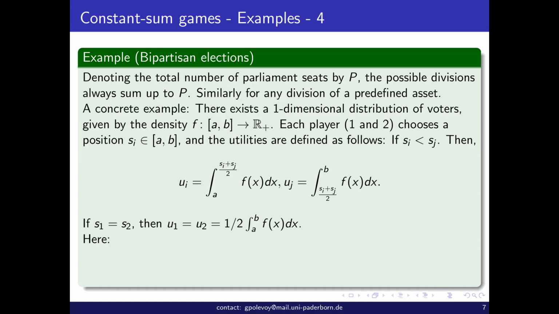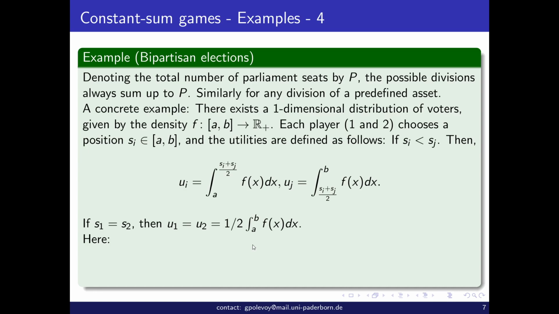Now, if both S1 and S2 are equal, then you simply integrate over all the voters and just divide their votes between them. Because in this case, they don't each have their own consistent constituency, but they just share the same voters because they're at the same position.